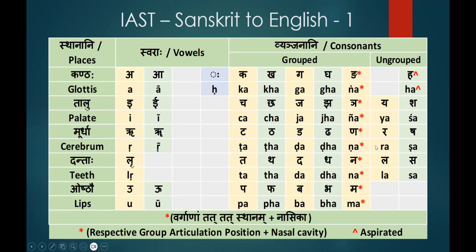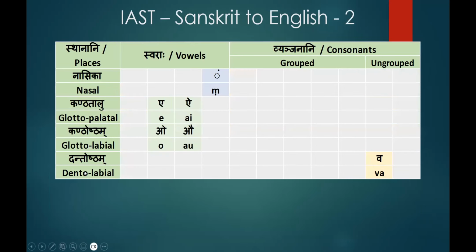Ya, ra, la, va. If you notice, ya, ra, la. Okay. So, they all come at different points in the mouth. Ya will come at the point of your soft palate. Ra will come around the cerebrum. La will come right behind the teeth. And there's a fourth one, va, which comes because of a combination of lower lips touching the upper teeth.